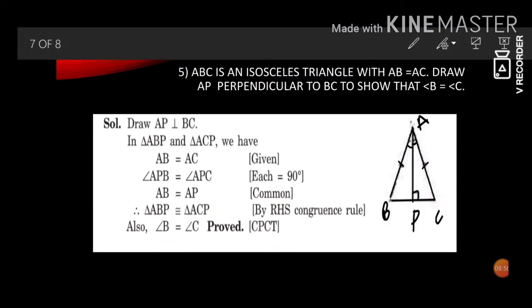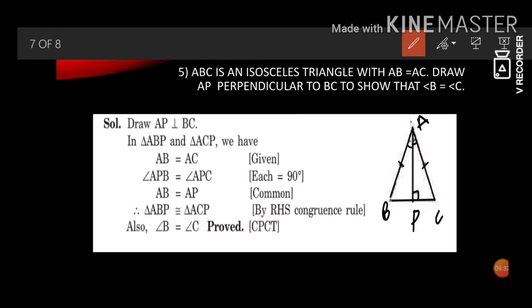And the last question of today is: ABC is an isosceles triangle with AB equal to AC. Draw perpendicular AP on BC to show that angle B is equal to angle C. So we know that ABC is an isosceles triangle with two equal sides. But here it is mentioned in the question that we have to show that angle B and angle C are equal using a perpendicular that is drawn in the figure. That is, AP is a perpendicular on BC.